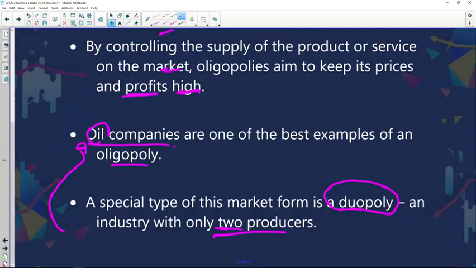And in this particular example, we are referring to two producers of a special type of product, which is oil, because oil is also considered to be a unique product or a scarce resource. And therefore, if you are in a position where you are selling this product, you are in a good market because it's only dominated by a few producers. So this will be a special market where you've got two producers in an industry that supply a particular product. Okay, so let's move on.